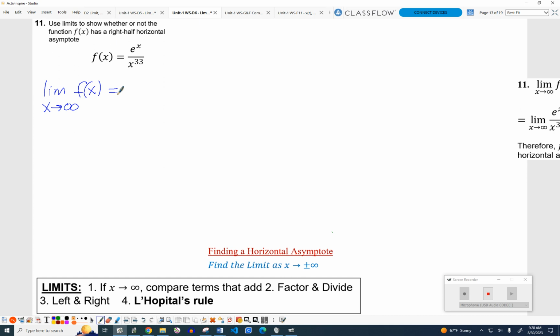Here are some hints. You simply look at the top and ask yourself, if x is getting increasingly positive, where is the top headed, and how fast is it headed there? Then you look at the bottom and say, if x gets more and more positive, where is the bottom headed, and how quickly?